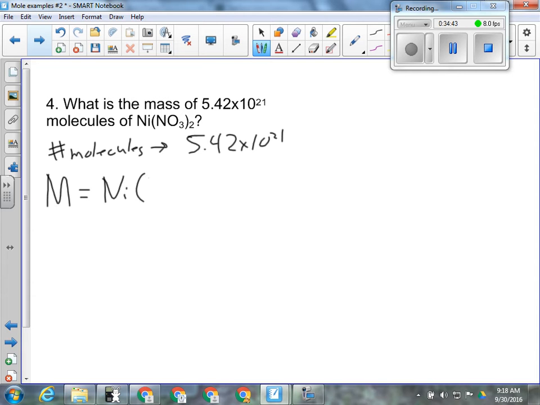Okay, so nickel is 58.69, and there's only one of them. How many nitrogens are there? 2. So 14.01 times 2. How many oxygens are there? 6.